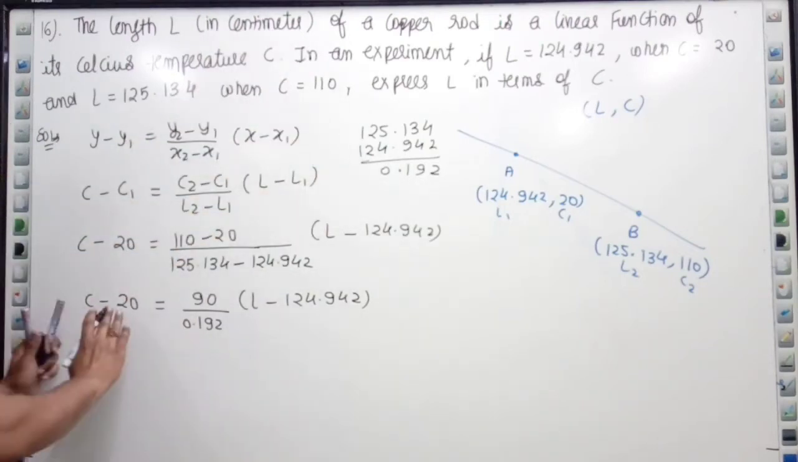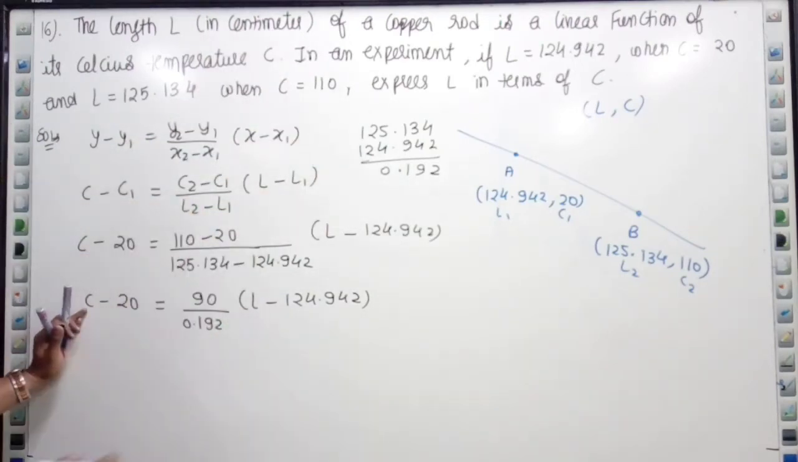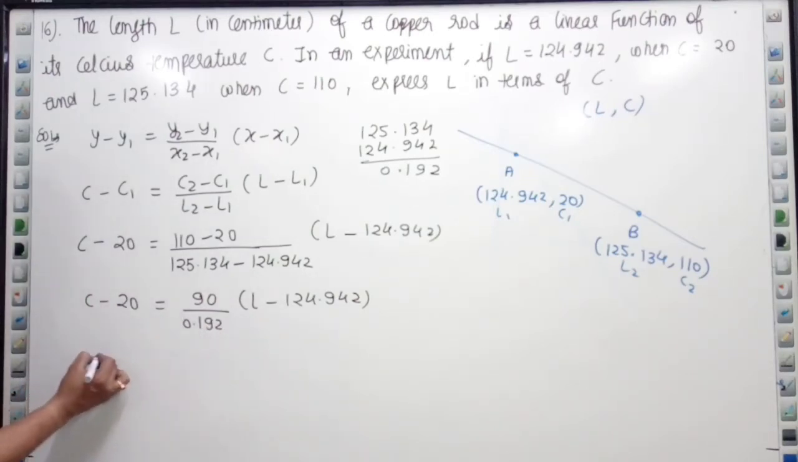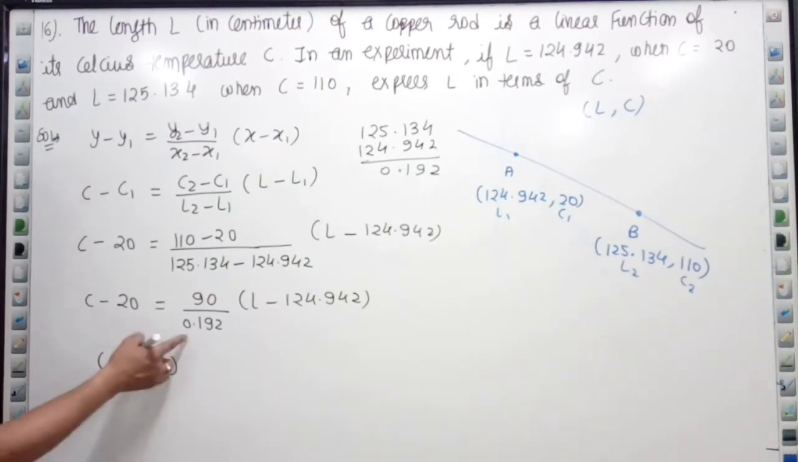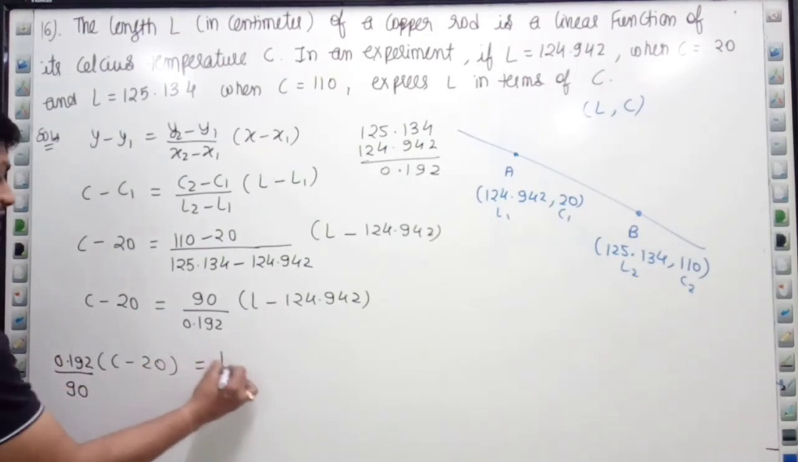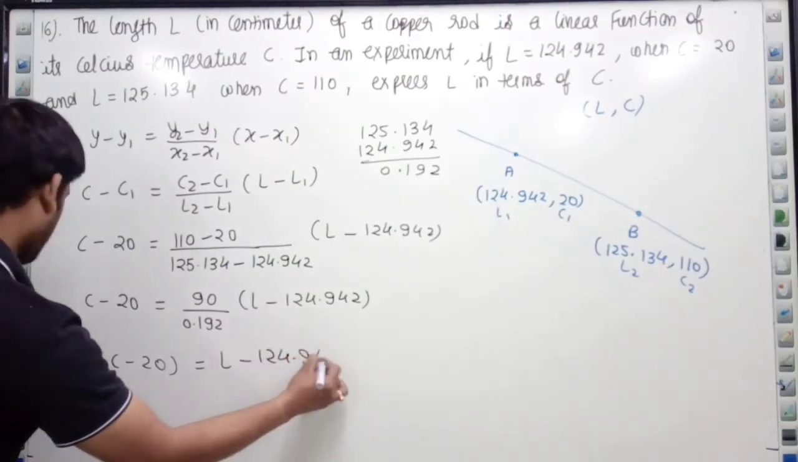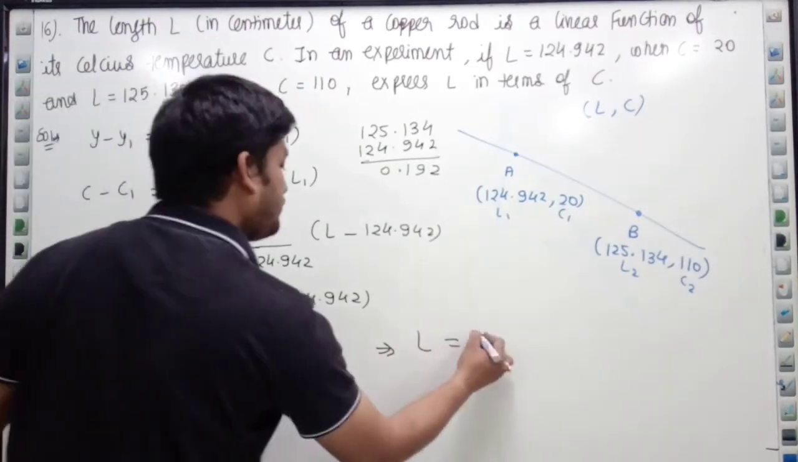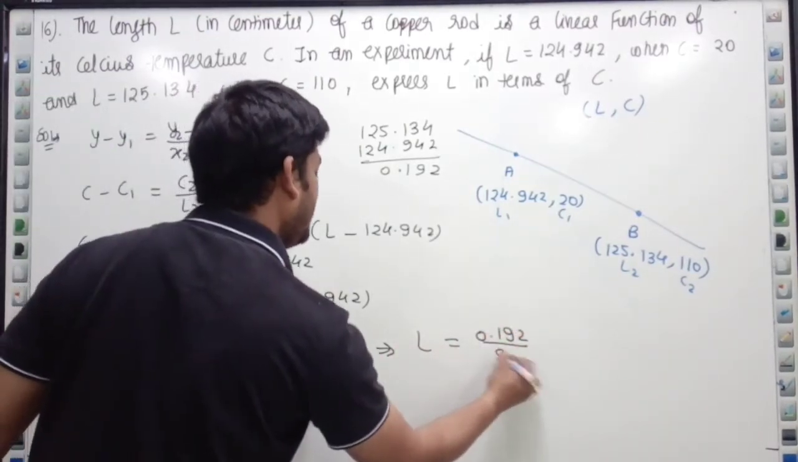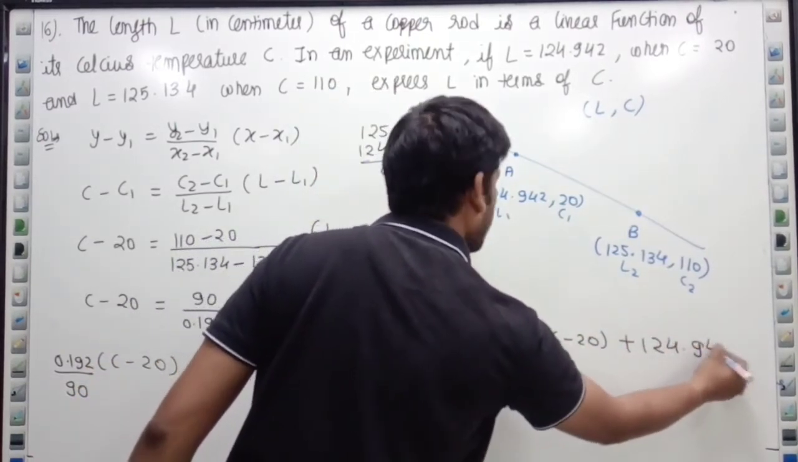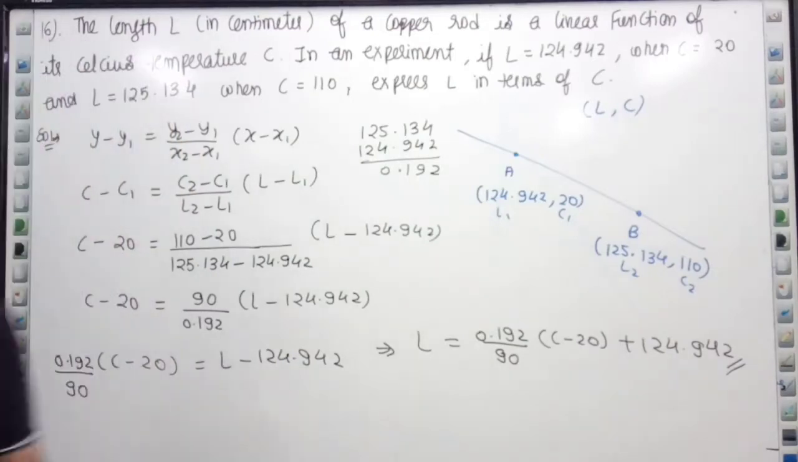So if we had to express C, we would be taking 20 to the right hand side, but L we need to express, so I am just taking this to the left hand side. Just pay attention here. This C − 20 is the same, and if I am taking it to the left hand side, 0.192 on the numerator and this 90 on the denominator is L − 124.942, right? So I can write L = (0.192/90)(C − 20) + 124.942, and this is the required answer.